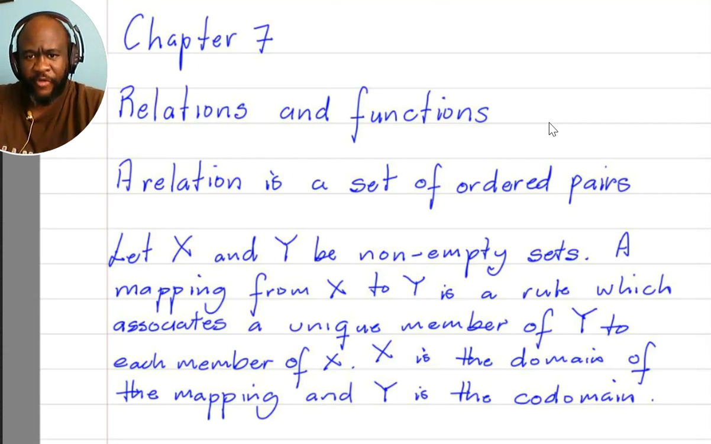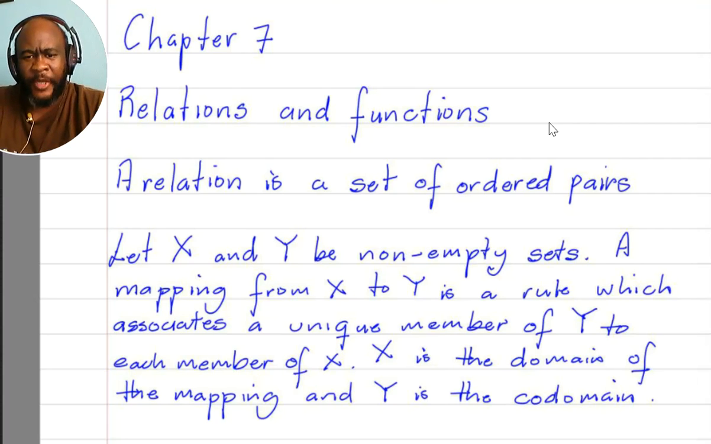Chapter 7, Relations and Functions. A relation is a set of ordered pairs. So, wherever you see a set of ordered pairs, ultimately what you have is a relation. All right. We'll figure out what a set of ordered pairs is as we go along.